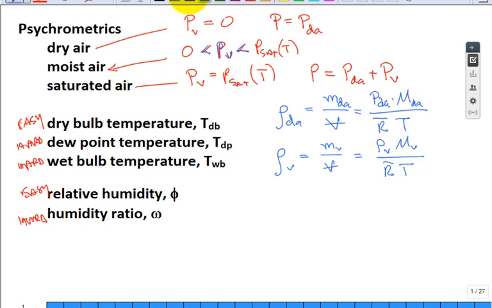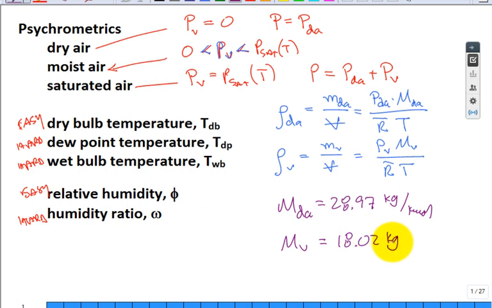Hey, can you quickly remind me, what is the molar mass of dry air? 28.97 kilograms per kilomole. What is the molar mass of vapor? 18.02 kilograms per kilomole. So every now and then we need to get the density or the reciprocal, specific volume, for the dry air or the water vapor in the mixture. All right.